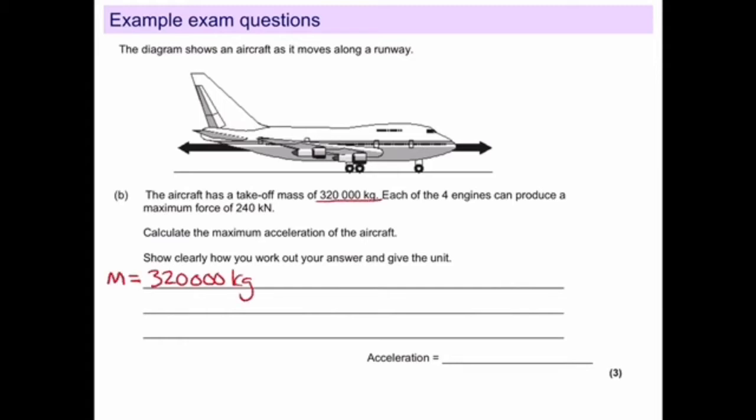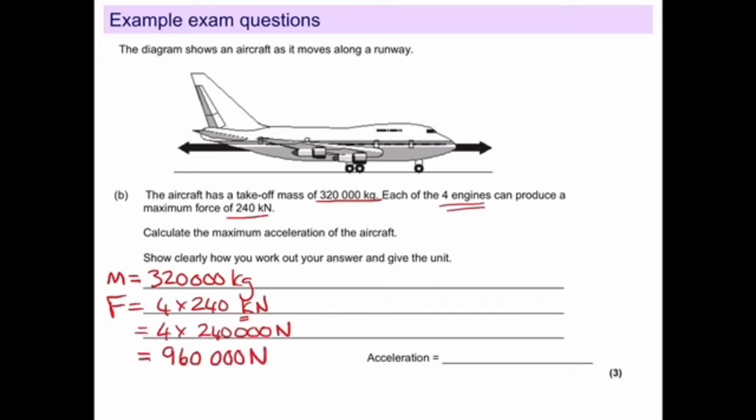First thing, write down the data. There's the mass, nice and straightforward. Now it tells us we've got 4 engines and each one produces a maximum force of 240 kilonewtons. So we've got a couple of things to do there. For a start, we've got to multiply the force by 4 because we've got 4 engines. Second thing, that's kilonewtons. So we've got to do 4 times 240,000 newtons to get the force. And if you did that to get 960,000 newtons, well done, you got the first mark.